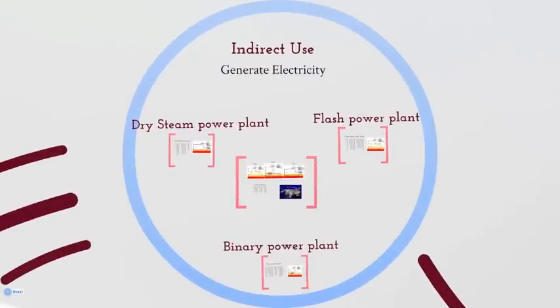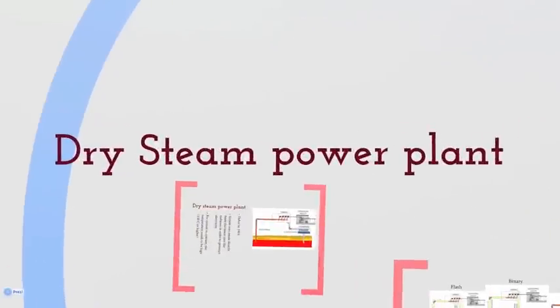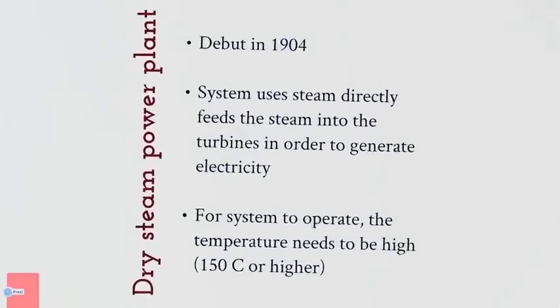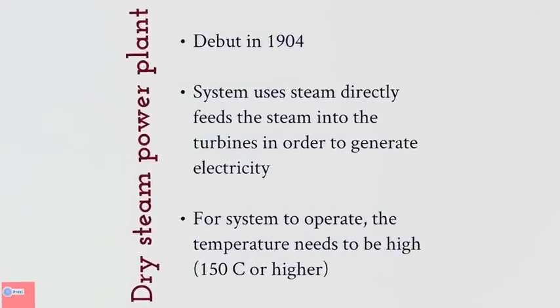In order to generate electricity, we need a geothermal plant, and there are a few different kinds of plants. Let's just start off with the basics, which is a dry steam plant. Dry steam power plants had their debut in 1904 and were the first type of geothermal energy conversion plants. At its most basic, a dry steam power plant produces electricity directly from the steam that comes up from the ground.